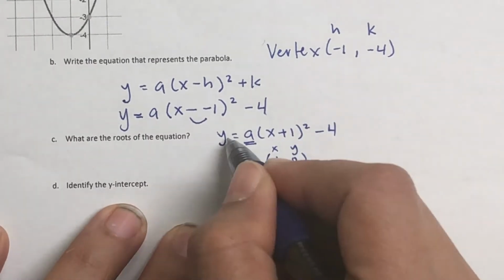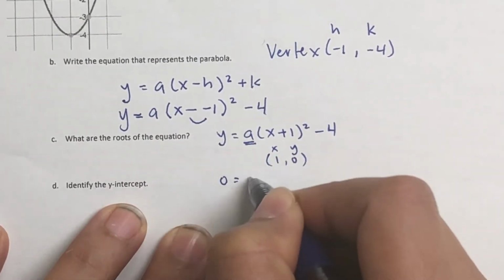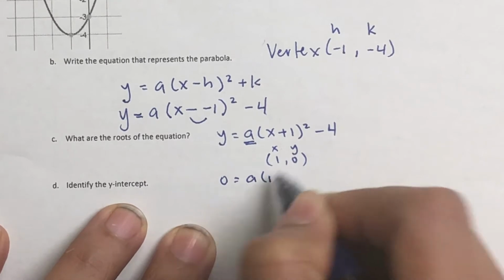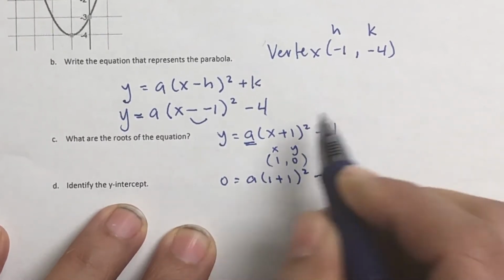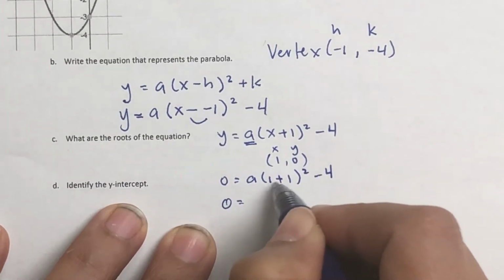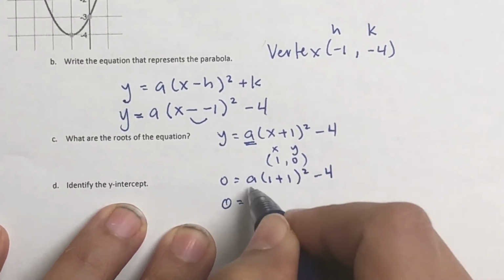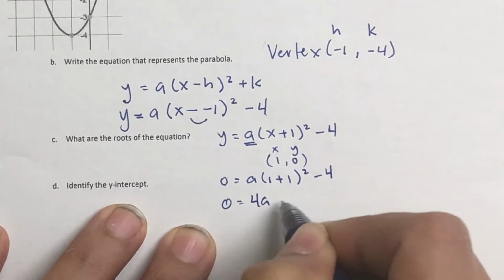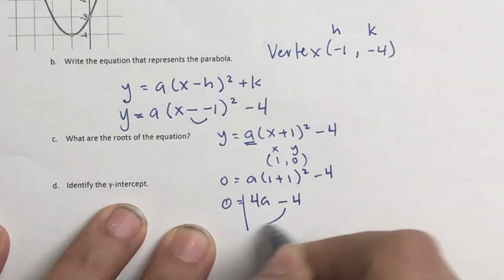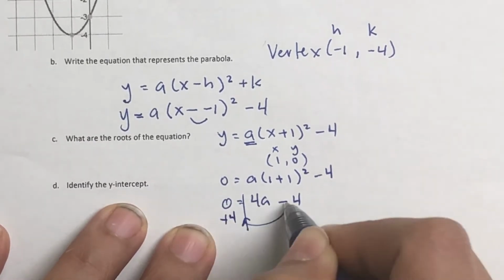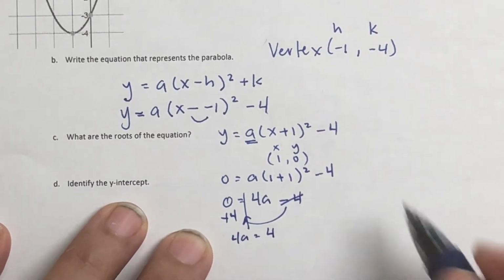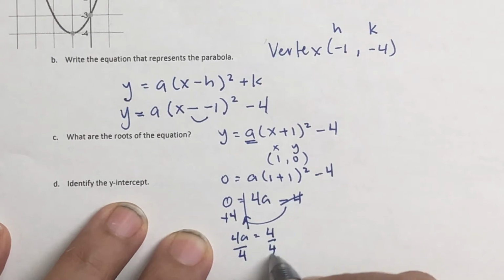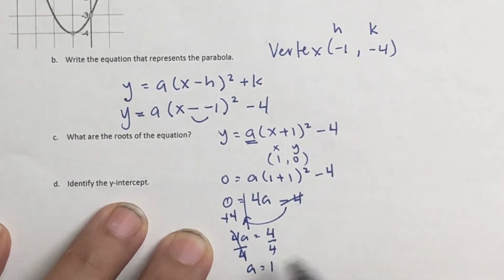So where I see y, I'm going to put 0, equals, I don't know what a is. I see x, I'm going to put 1, plus 1 squared minus 4. So I have 0 equals, 1 plus 1 is 2, squared is 4, so 4 times a minus 4. Take that to the other side, it's going to be plus 4. So you're going to have 4a equals 4. Divide by 4, you're going to get a is 1.